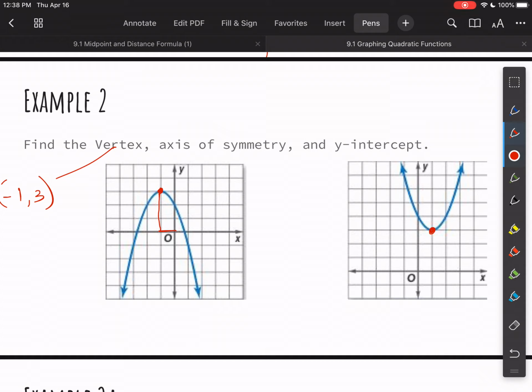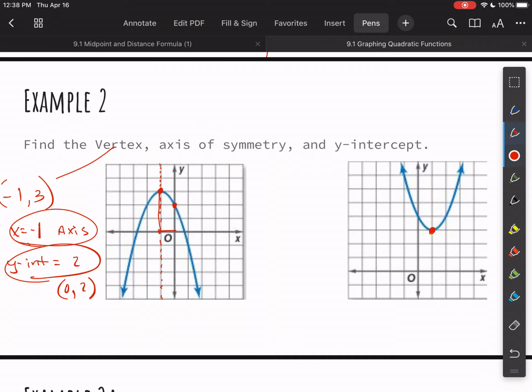The axis of symmetry, if it's opening up and down, will always be an x value, and it's just the x value that we run through the vertex. So it's x equals negative 1 is our axis. Okay, and the y-intercept is just the place where it crosses y. So in this case, the y-intercept we could just label it y-intercept is equal to 2. You could say 2 because it's the y-intercept. If you want the coordinate, it would always be 0, comma something. But this is fine if you label it y-intercept. We know that that is at 2.